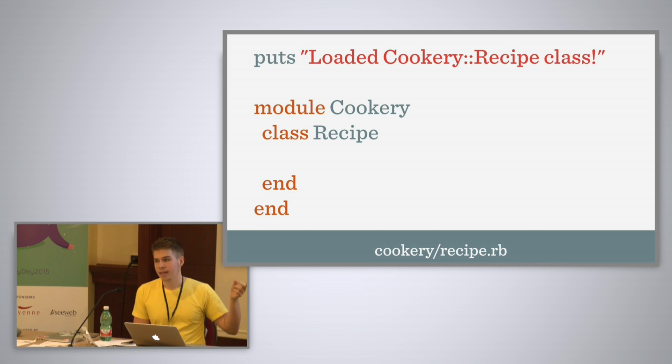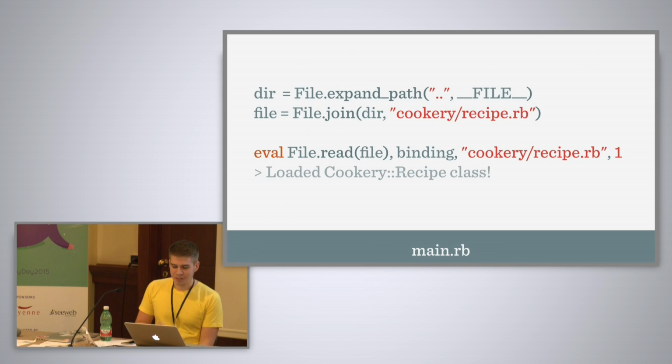Now notice the file path. I've put file paths for all of these at the bottom of the file, so if you're trying to get a handle on where we are in the project, just look at the bottom. So in our main.rb file, we're going to load that class. The way we'll load it is we'll take the __FILE__ variable and expand that. We'll find out what directory this file is located in, and then tack on a relative path to that recipe, which is going to be cookery/recipe.rb.